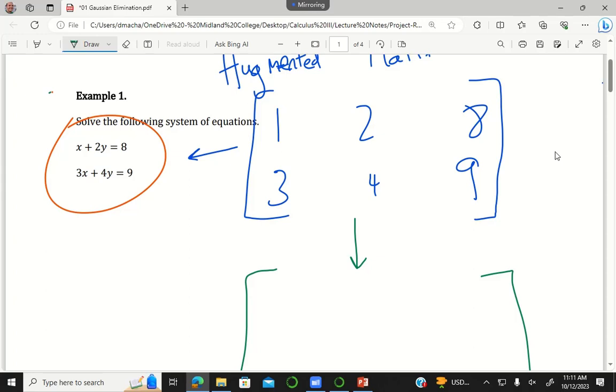So one thing I could do to start off is I could say, let me take the second row minus 3 times the first row. And that's what we did a moment ago, but with the whole equation. And so if the second row is going to be the same thing minus 3 times the first row, then the second row is going to be 0. 4 minus 3 times 2 is negative 2. And 9 minus 3 times 8 is negative 15. And then the first row remains the same for right now.